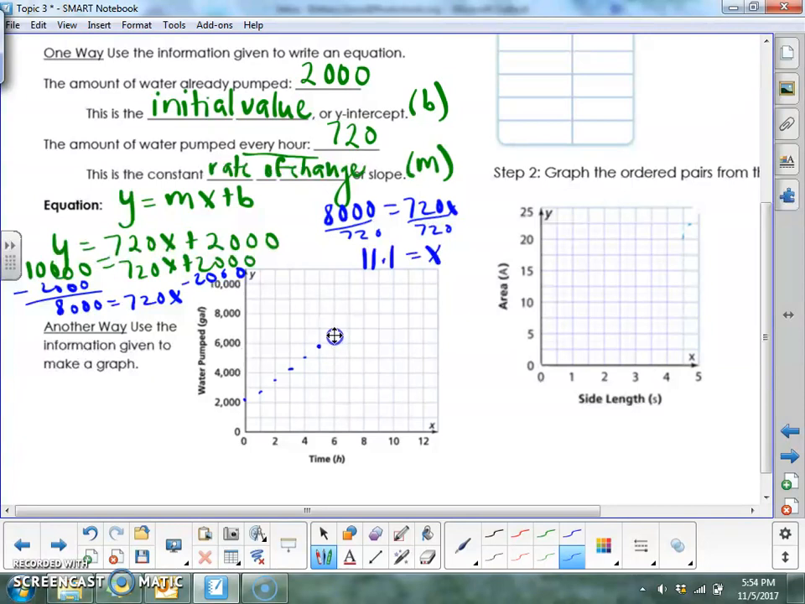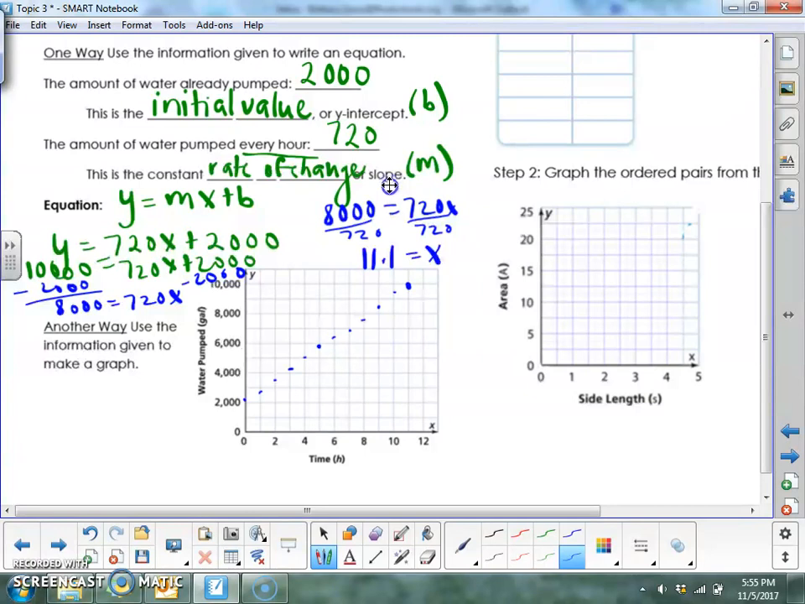And you'll notice that if I continue this trend, somewhere around 11 hours, I get to 10,000. So again, this isn't a perfect graph and it's not as accurate, but another way, if you're just trying to get a basic idea of how long it's going to take, is to make a graph and see how long it would take to get to 10,000. But the main point of this problem, I wanted you to understand, initial value is the same as our y-intercept, and the rate of change is the same as our slope.